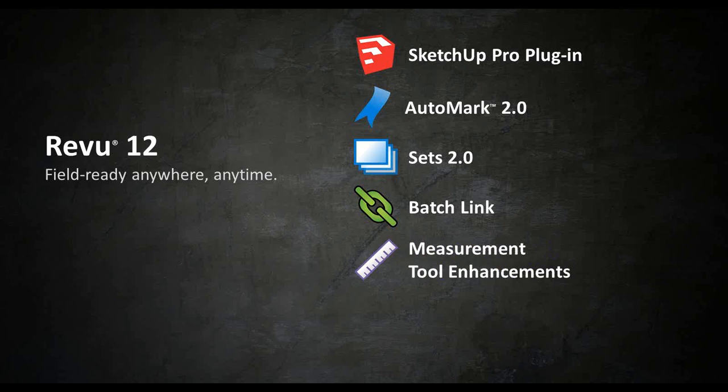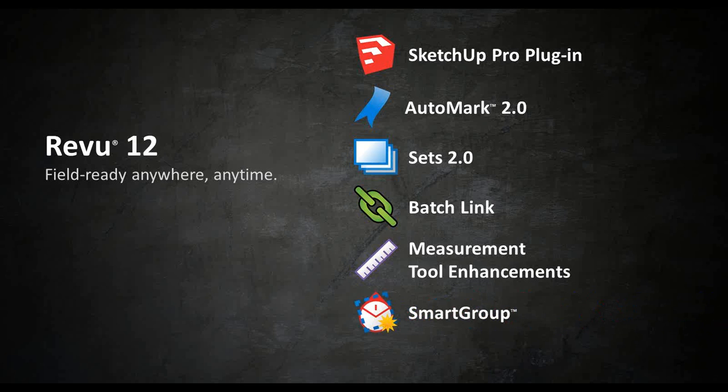Measurement tool enhancements. Review 12 offers quite a few measurement enhancements, such as being able to calculate length, area, volume, and wall area in a single measurement. And now you can also calibrate for both horizontal and vertical scales.